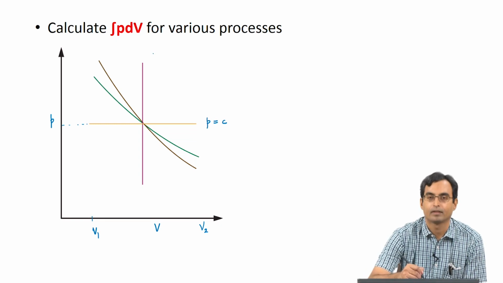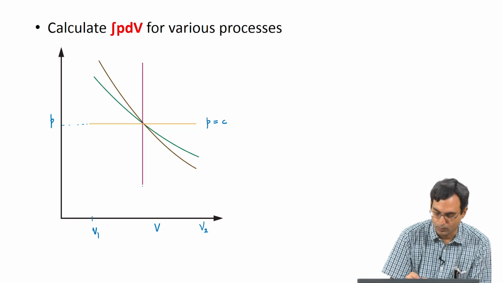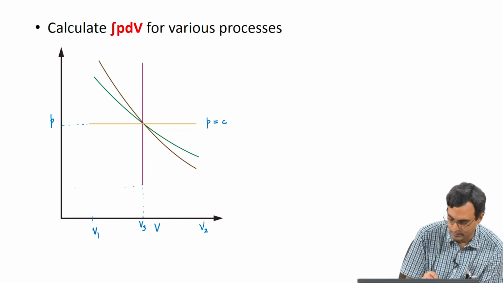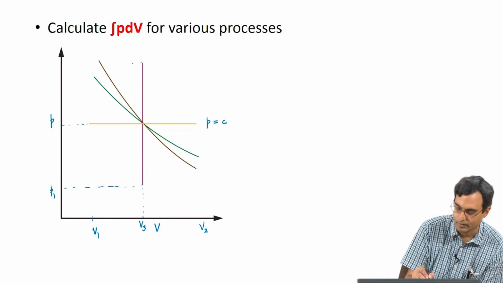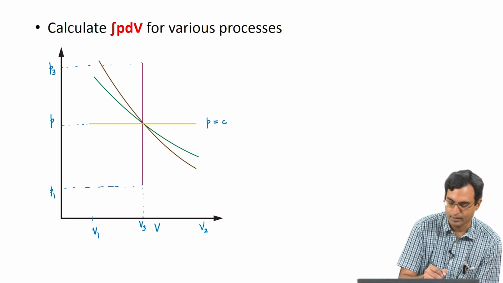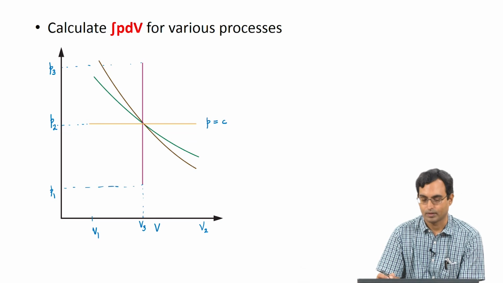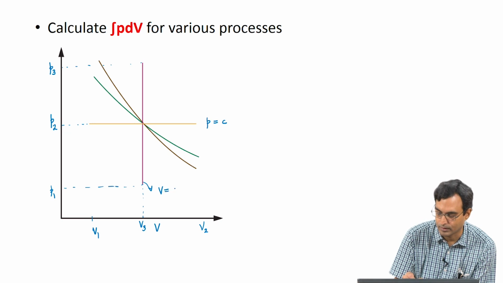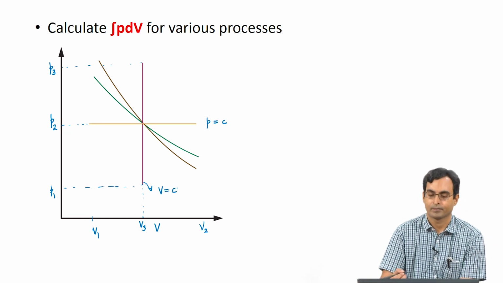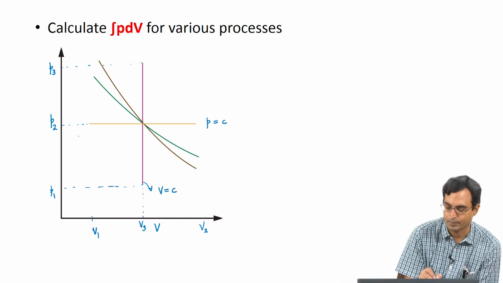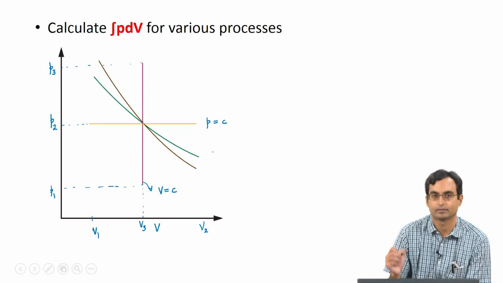This line represents a process where the volume is, let us say, some V3. When the pressure was some P1, the volume was V3. When the pressure is some P2, the volume is still V3. When the pressure is some other value P3, the volume is still V3 and so on. So, we see that the volume is not changing at all. This would be the line which represents a constant volume process. Of course, I could have any number of constant volume processes parallel to this. I could also have any number of constant pressure processes parallel to this and so on.